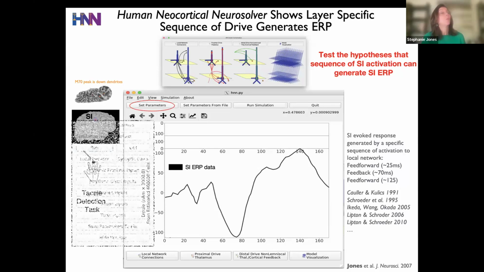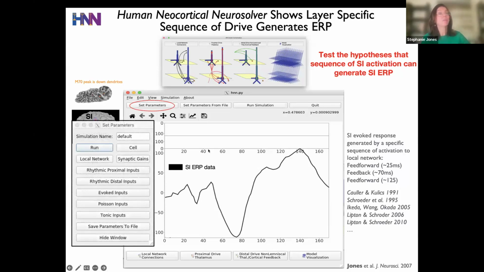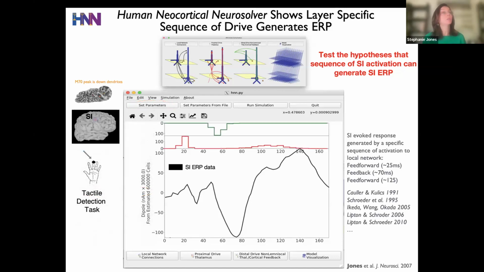And so what we do in the software is we have predefined parameters. And so you can do set parameters. We're going to go to the evoked input parameters, and we're going to distribute the sequence of input that we gave to the HNN model to simulate this ERP. And you load that in, and now you see it. So this is a histogram of spikes. There's a barrage of spikes that come in. And this is the timing and the distribution of those spikes. Here's the feed forward, here's the feedback, and here is the late feed forward.